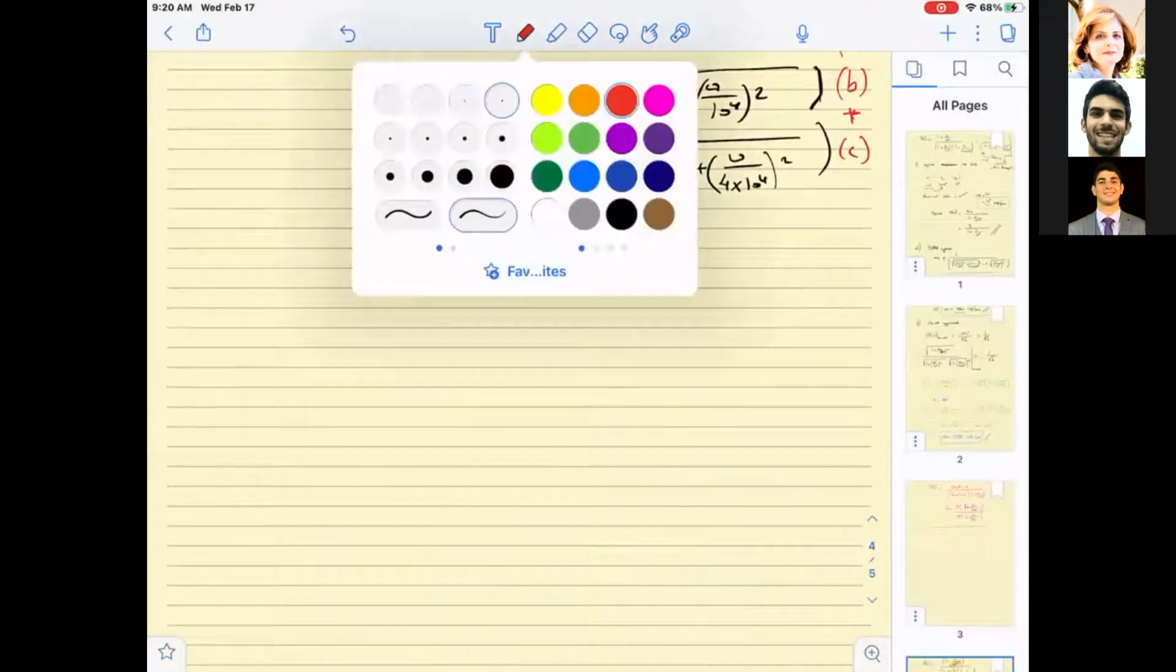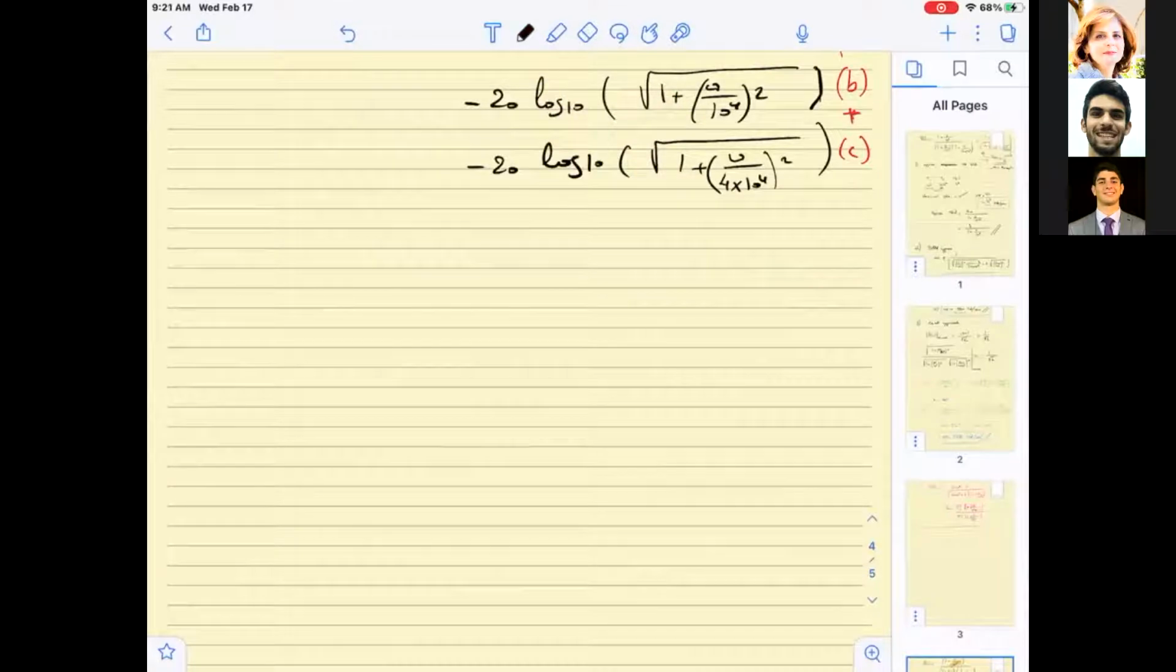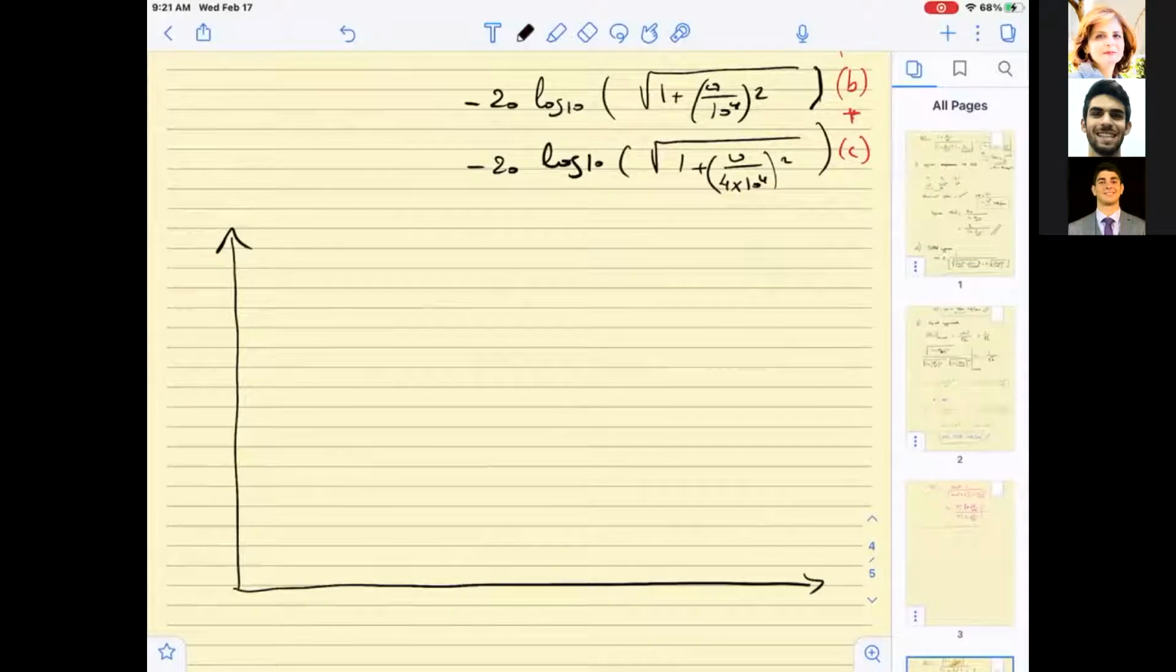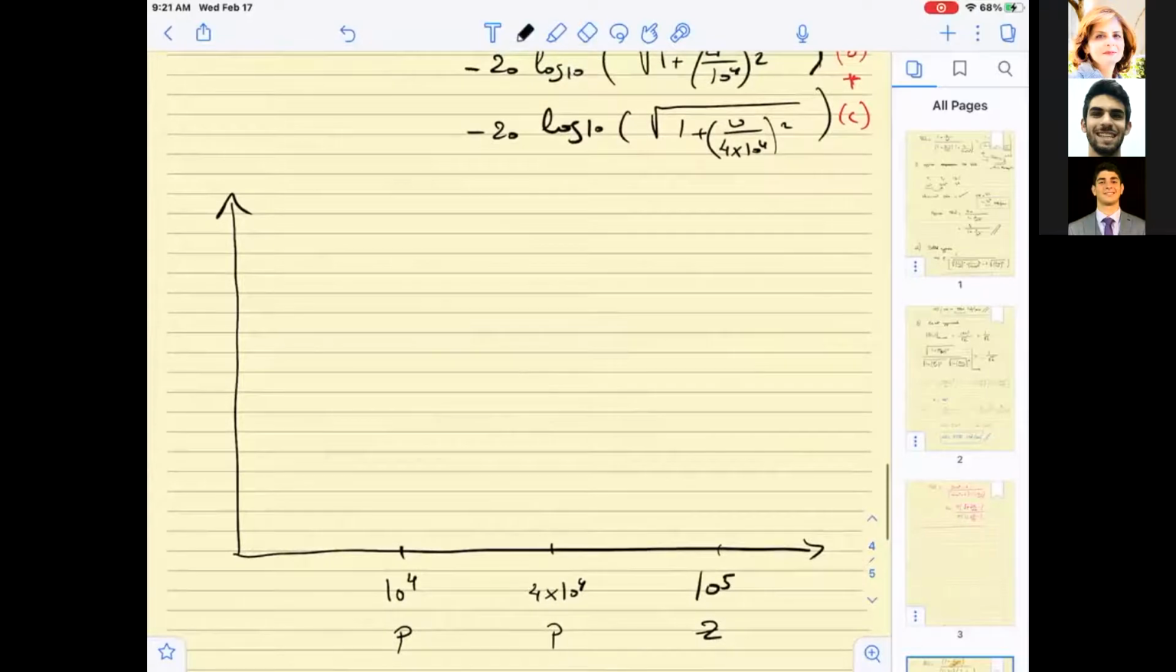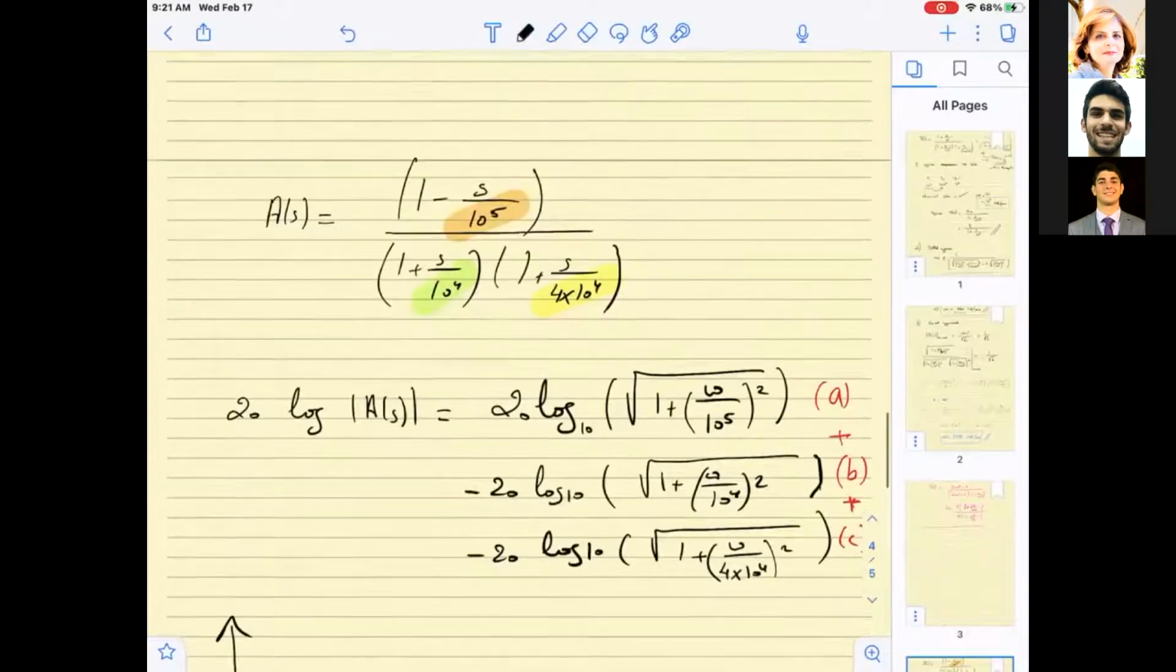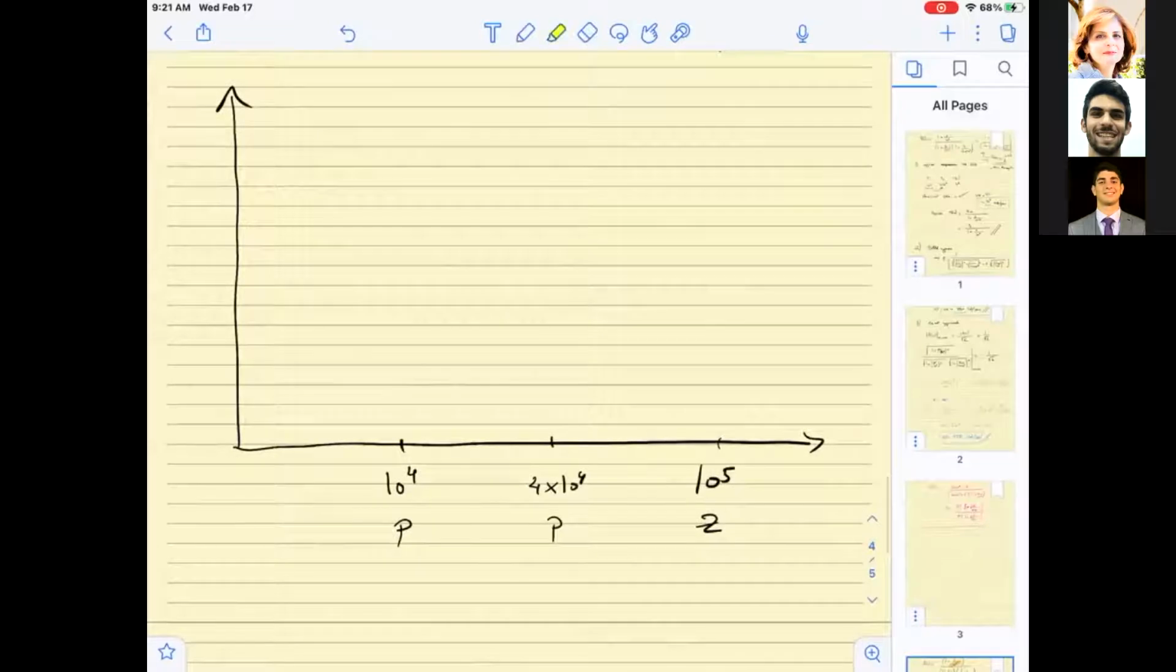So now if I want to draw the Bode plot, I'm going to start by drawing the location of the poles and zeros sorted in order in absolute value. So I have a pole at 10 to the 4, another pole at 4 times 10 to the 4, and a zero at 10 to the 5. And this zero at 10 to the 5 happens to be after the poles. Okay, what we're going to do, we're going to look here. So the green is the pole. So first I have a pole which happens to be at 10 to the 4.